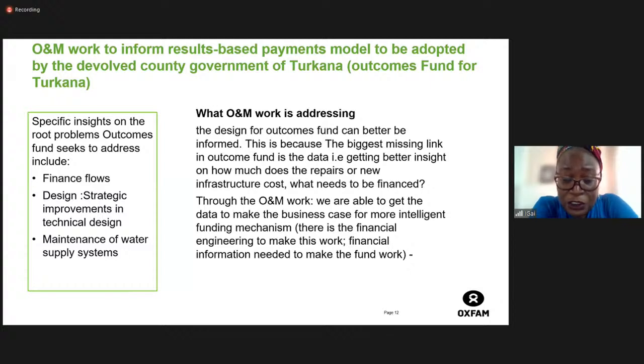So the current work we are doing on operation and maintenance, which is market-based and involving the private sector, is that through the data we are having around the financial engineering that we're currently doing on what works, what is needed, at what cost, we are able to inform the design of the outcomes fund, because this has been a missing link. Getting better insight on how much repairs cost or what new infrastructure costs and what needs to be financed is a gap that we have seen, particularly in some of these counties that have really been struggling with accessing investment to improve service delivery.